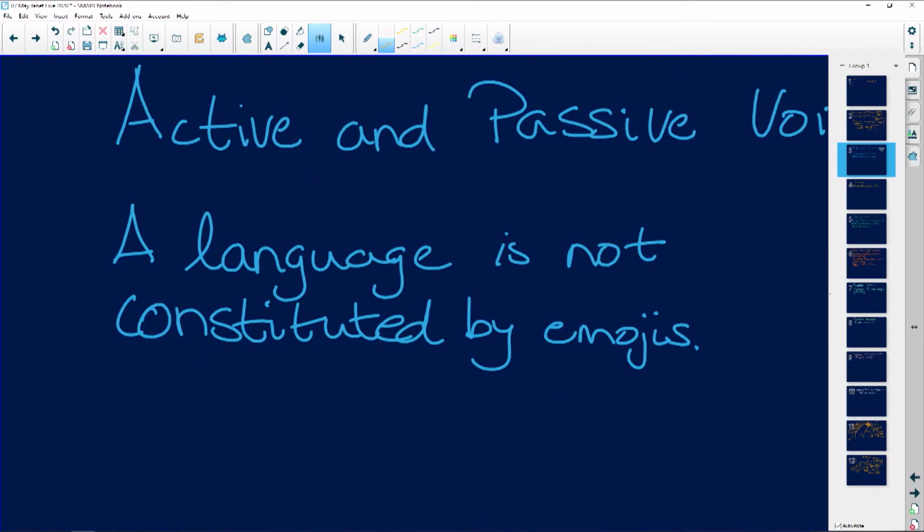Okay, so I think that's the first page of questions, right? Which means that we go, where am I going to now? Okay, active and passive voice. So this is a question, hang on.